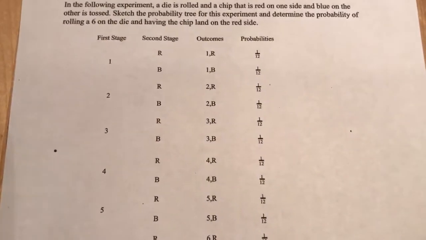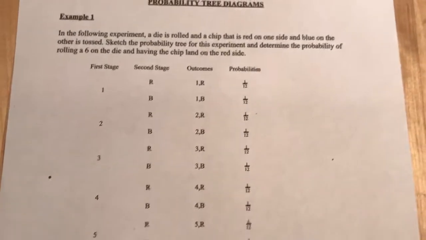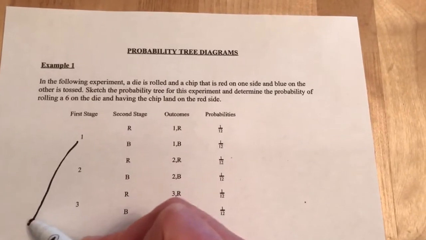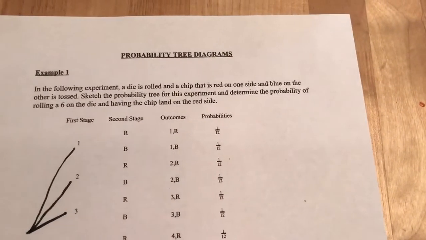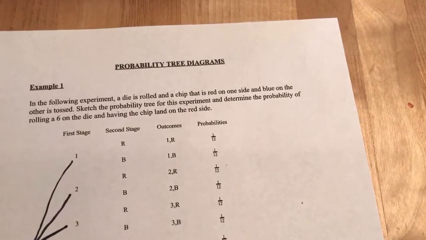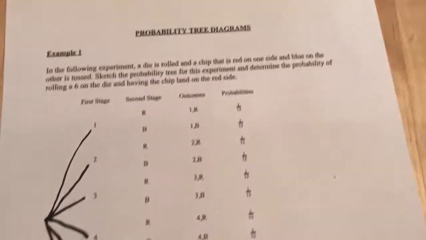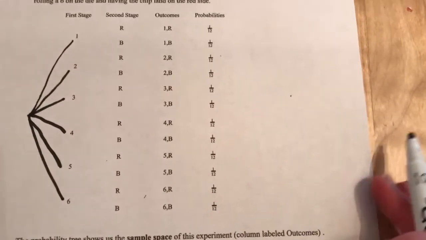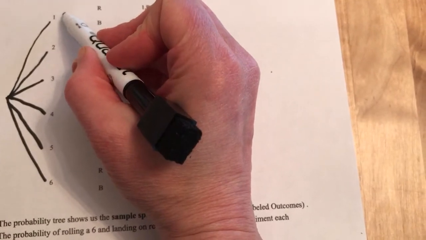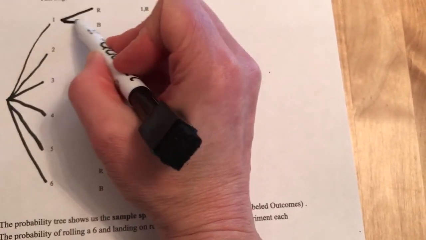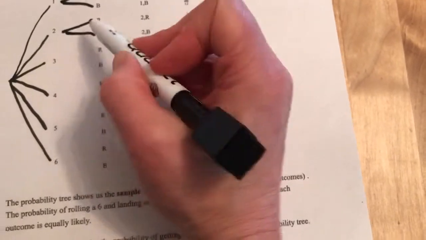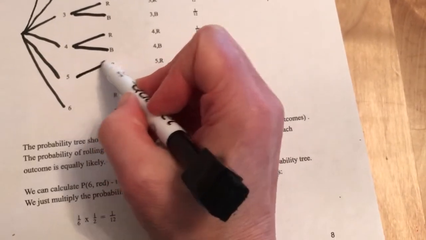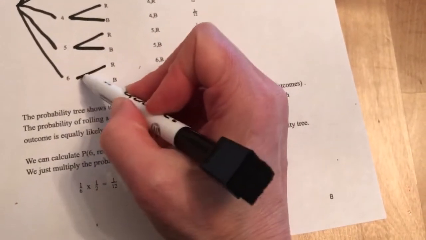You notice that there are a couple stages of our experiment. The first stage is rolling the die. And so I might get a 1, a 2, a 3, a 4, a 5, or a 6 in that first stage of my experiment. On the second stage, once I've rolled my die, now I'm going to toss that chip and see whether it lands on red or blue. So for each of these numbers, I could have a red or a blue come up on the chip.